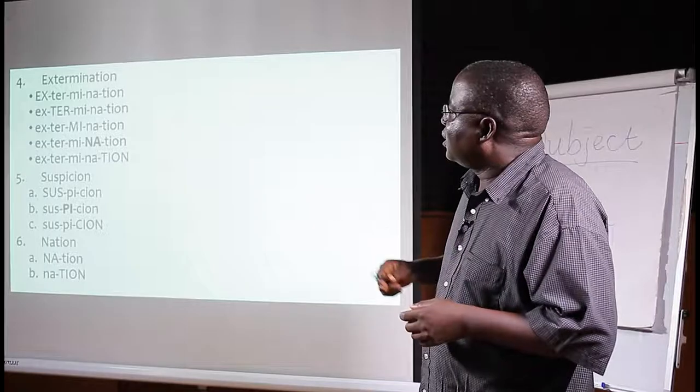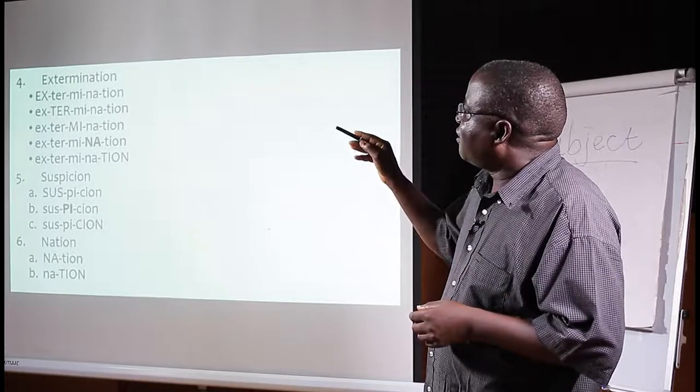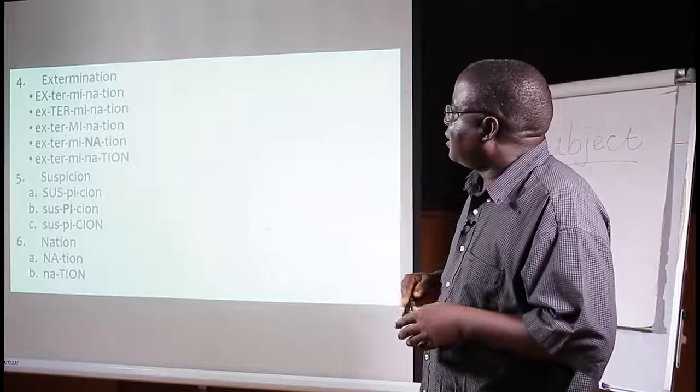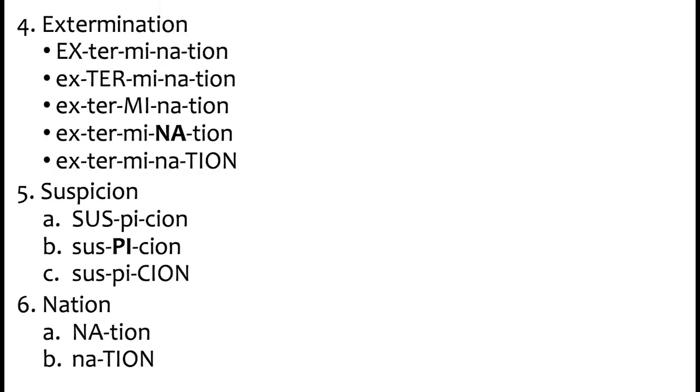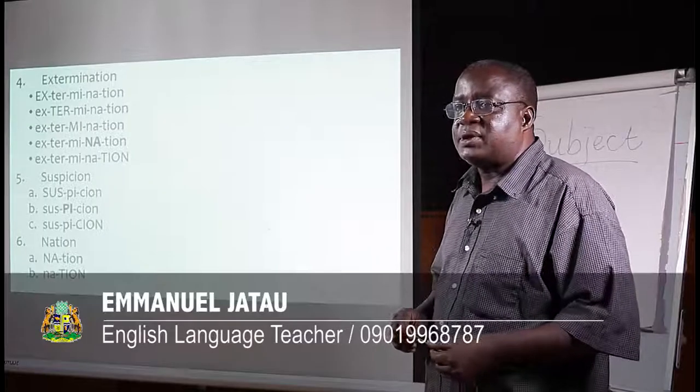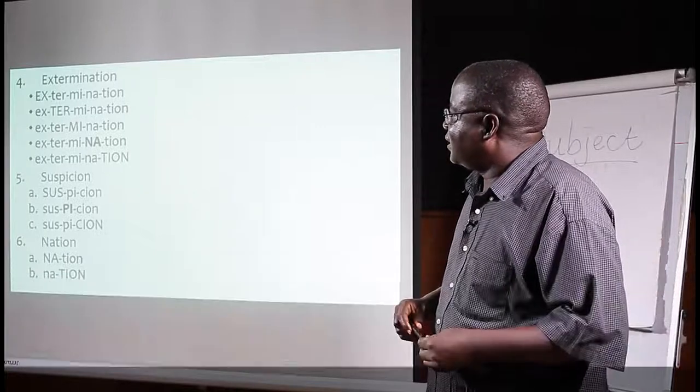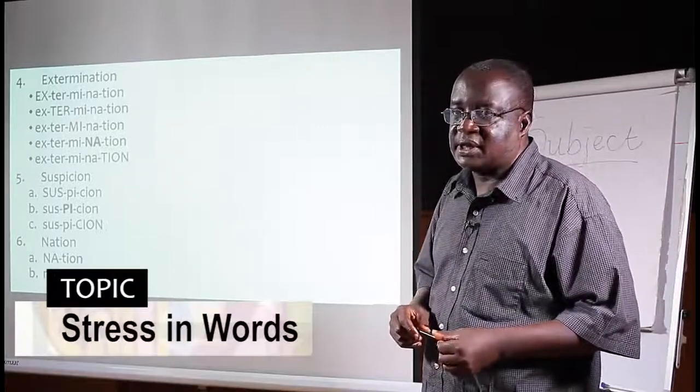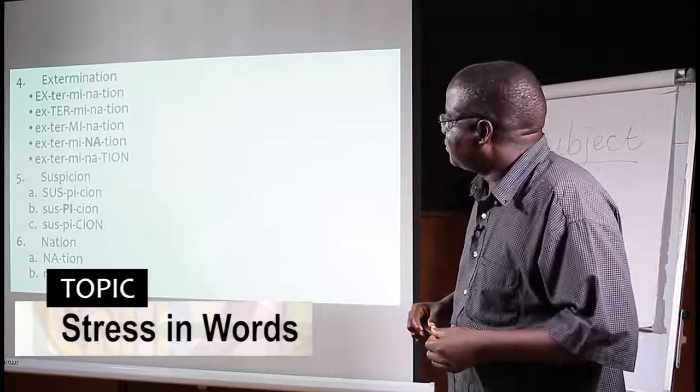Extermination. Now you will notice that there are 5 syllables here: ex, ter, me, ne, and shin. You will notice that option D, where the ne is highlighted, is the place where the primary stress lies, and it is the place where it receives the greater emphasis.